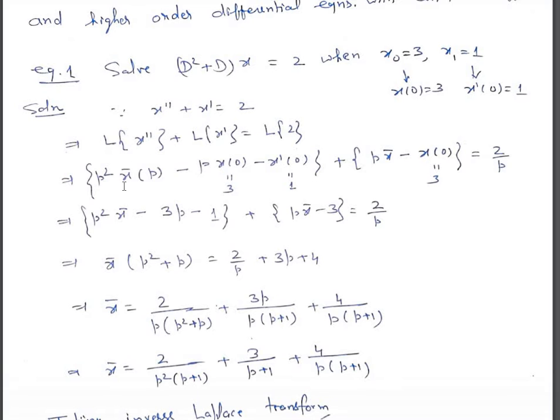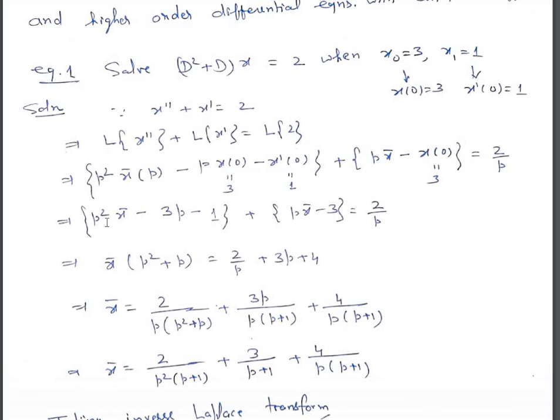Now L of x'' is p² into x̄ minus p into x(0) minus x'(0). L of x' is p into x̄ minus x(0), and Laplace transform of 2 is 2 upon p. Now what is x(0)? x(0) is given to be 3. x'(0) is given to be 1. So we have p² into x̄ minus 3p minus 1 plus p x̄ minus 3 is equal to 2 upon p.